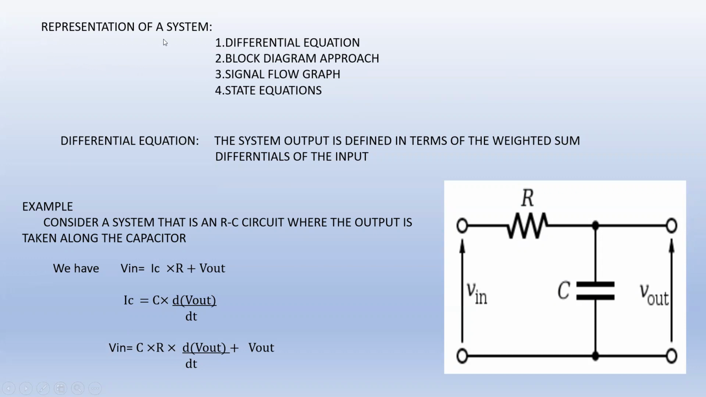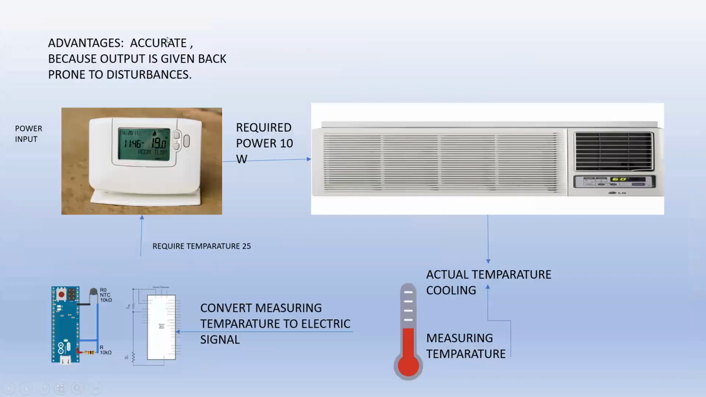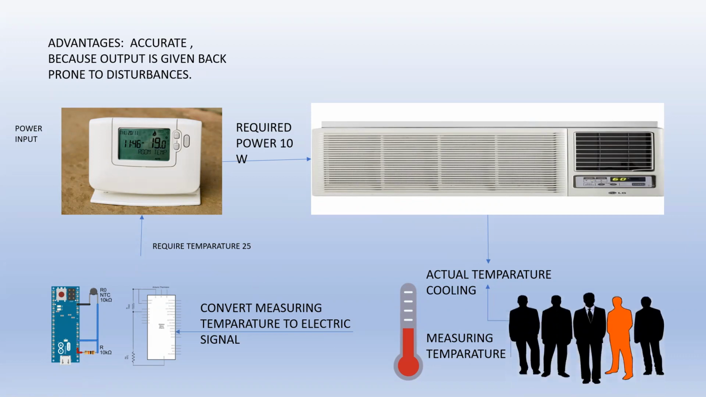Representation of a system. In the last class, we learned how a closed loop system can be more accurate. We also saw this example in which it takes advantage of the closed loop system, that is, the output is continuously measured. So we have seen how it improves the accuracy and how it is less prone to disturbances.